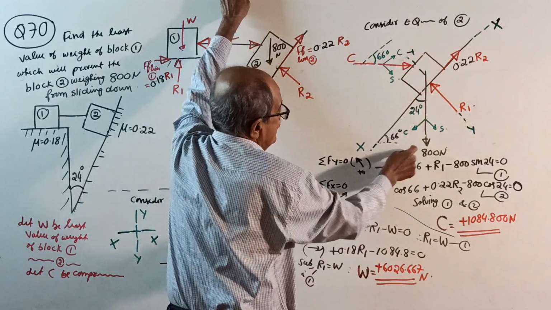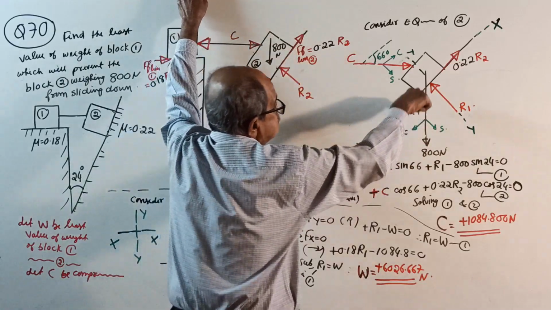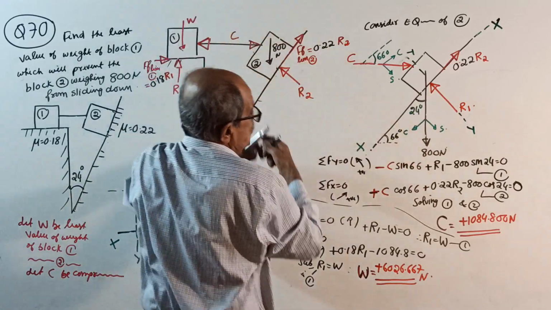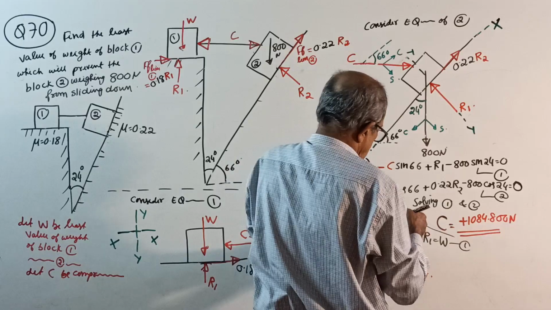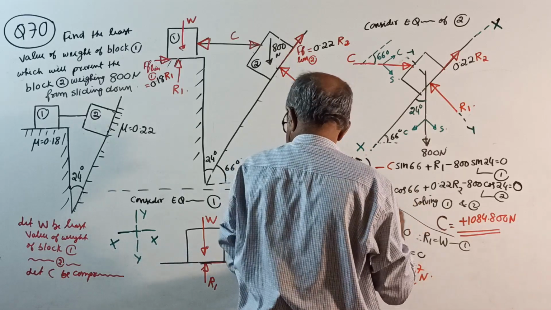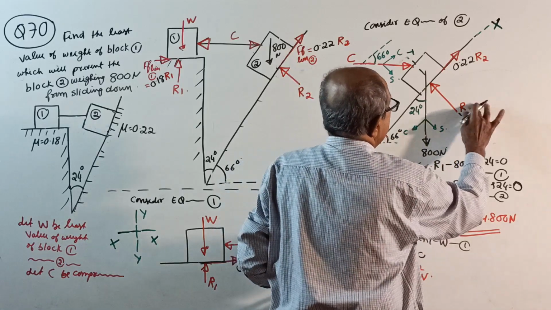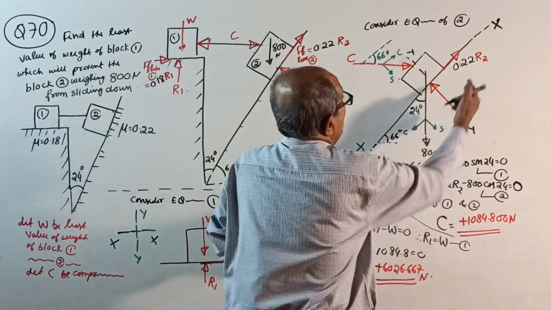And then the weight is 800 down. Normal reaction R2. Why did I write R1 here? It is R2. But I solved for R2 only. These mistakes happen sometimes. See, in the writing of the problem I wrote R2, but still I wrote R2 only there.